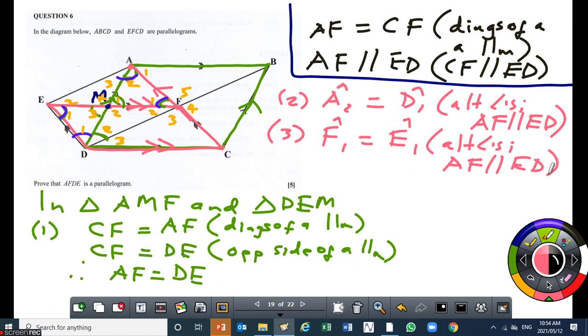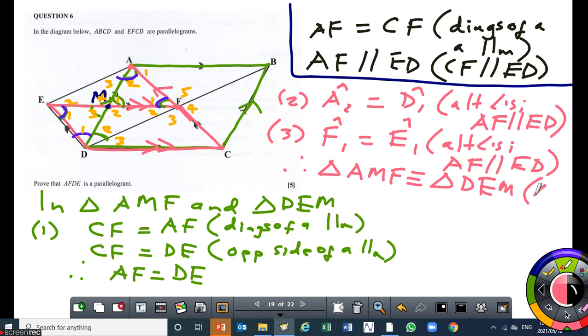Now you should start smiling. If you are writing a test, your heartbeat will be very calm, you know that you are on track. Then this becomes, therefore, triangle AMF is congruent to triangle DEM. And for your reason, I prefer to write it as angle, side, like that. Now, once I prove the congruency, I'm not done. I'm going to use that to make a final conclusion.